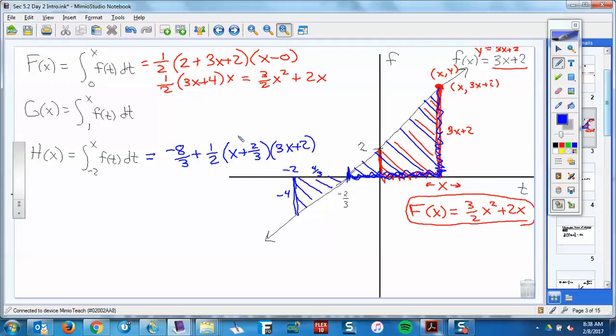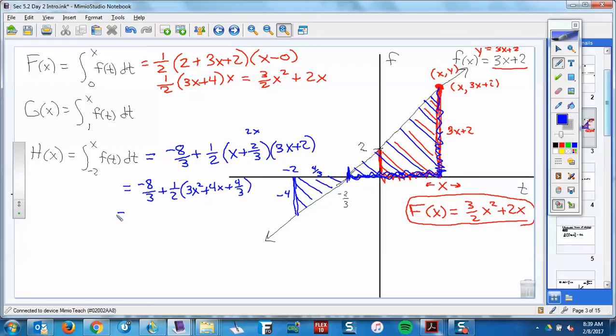All right, so we need to FOIL this, and then we got a 1/2 there, so let me write my -8/3 plus, now let's FOIL this. So I still have my 1/2 here. So I got x times 3x, that's 3x squared. I got my outers, that'd be 2x. I got my inners, what's 2/3 times 3? That's also 2x, right? So outers 2x, inner's 2x, so that'd be 4x. And then 2/3 times 2 is 4/3. So I FOIL all that.